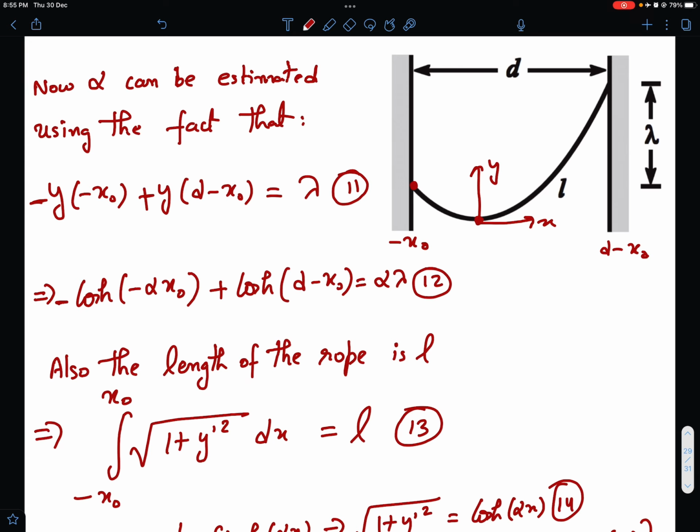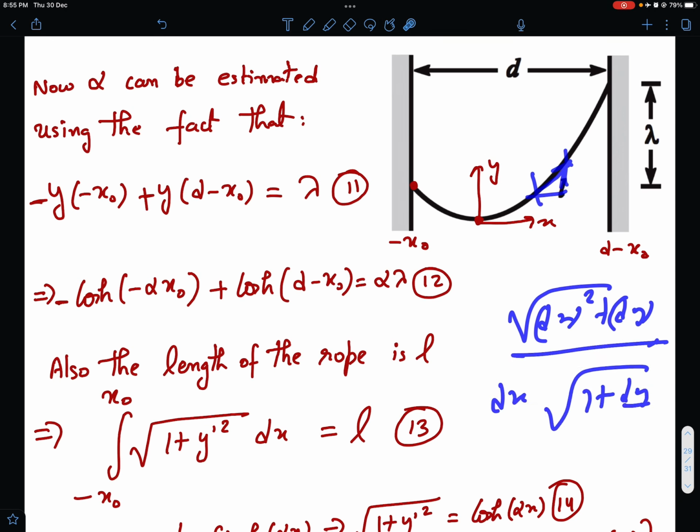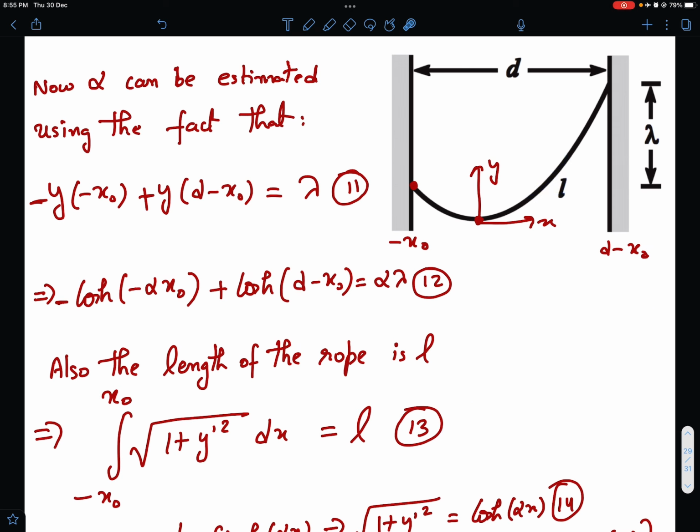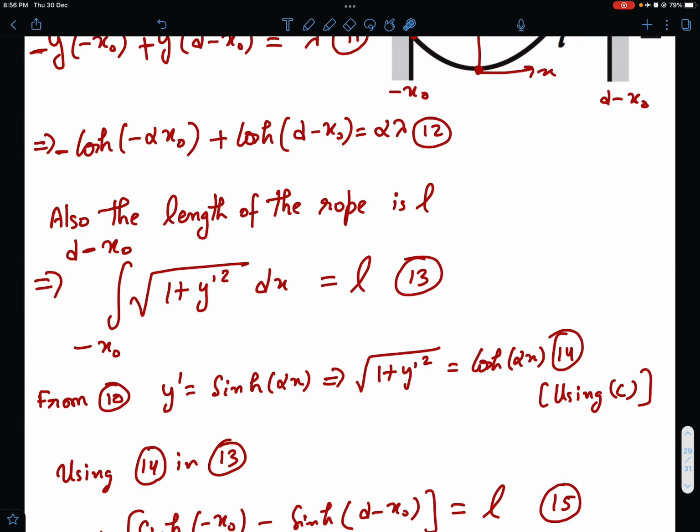And the other condition is that the length of the rope is L. So length of the rope can be written as what? So any small segment length is under root of dx square plus dy square, right? So you can take dx common, so it becomes dx into under root of 1 plus dy by dx square, right? So that is your dl, and you can find the length, and this is nothing but y dash. So length of the segment from minus x naught to, it should have been again d minus x naught. So this should be equal to L, right?